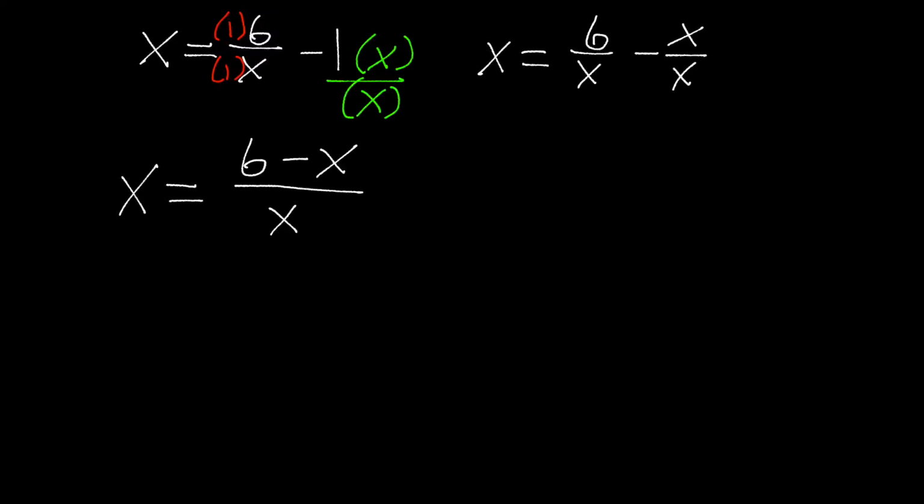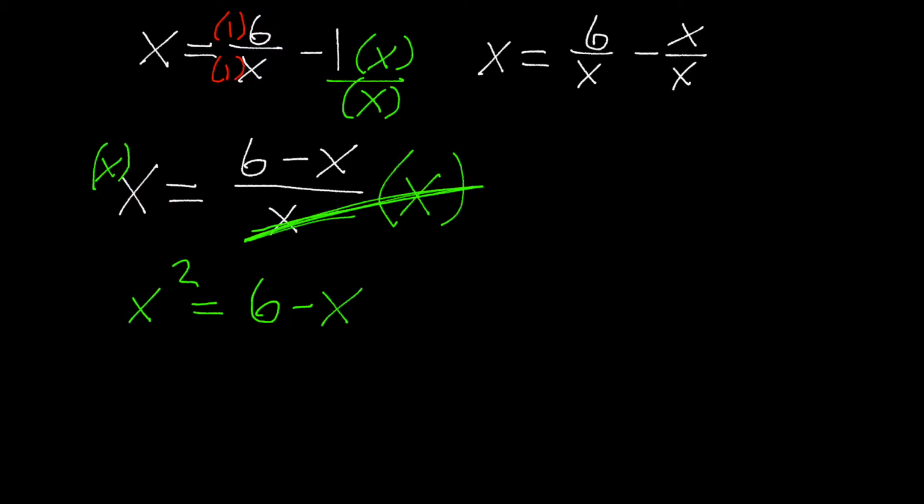And now we want to get rid of the denominator. To get rid of the denominator, you multiply both sides by that denominator. So multiply this side by x, multiply this side by x. That cancels these x's out, and that makes the other side an x squared. So I have x squared equals 6 minus x.